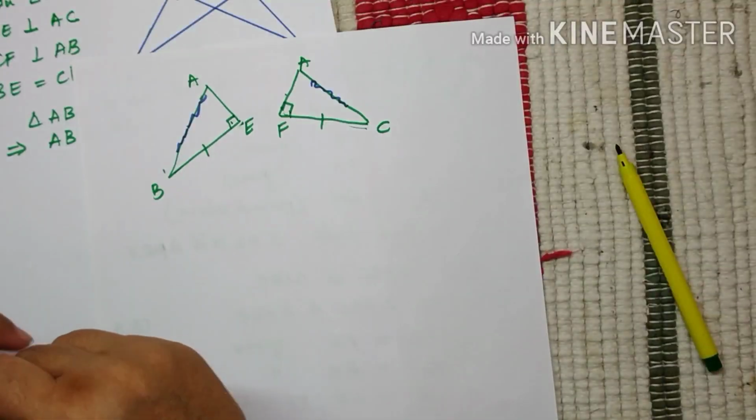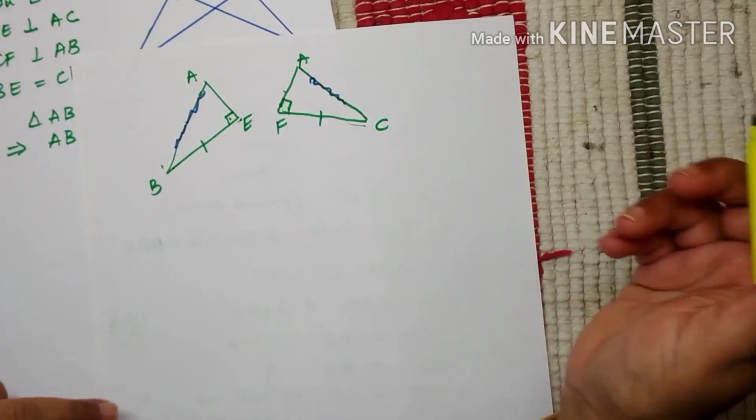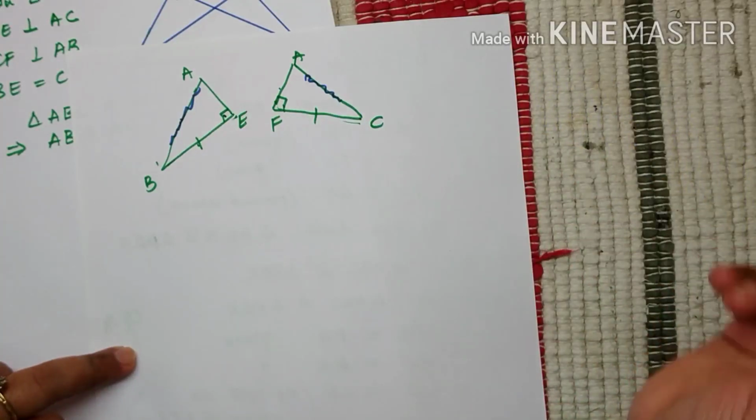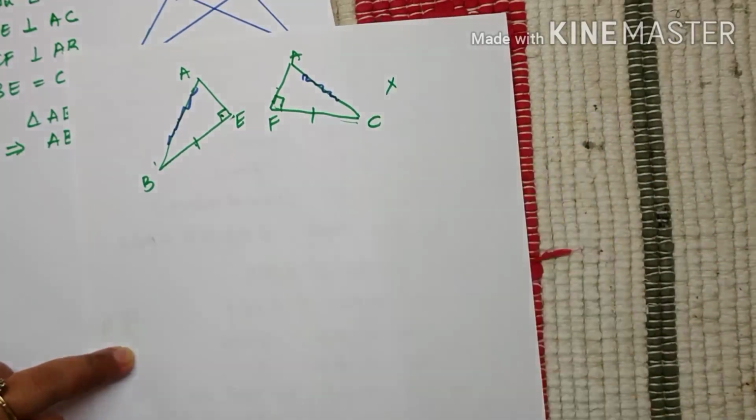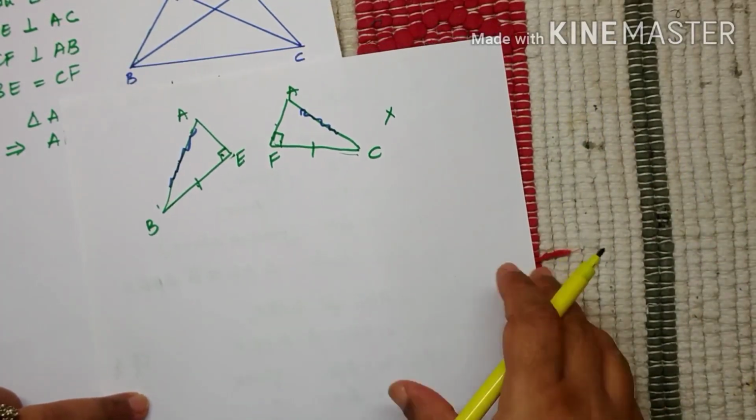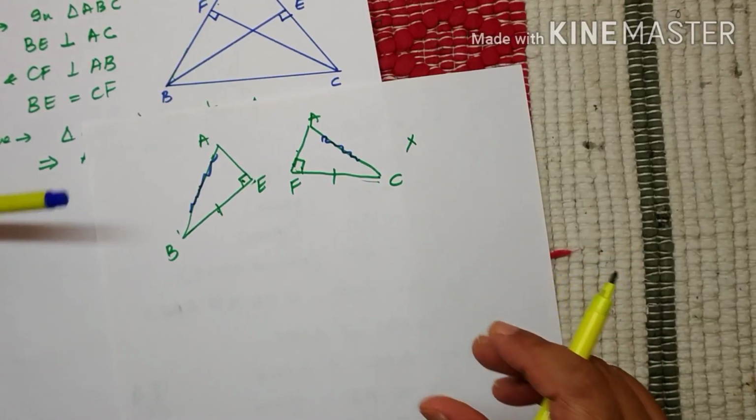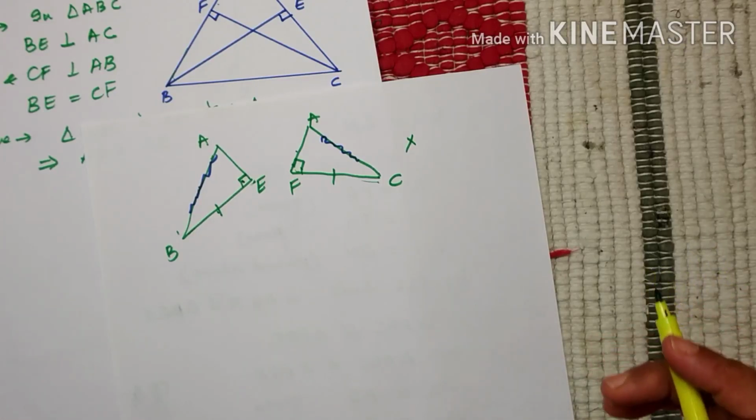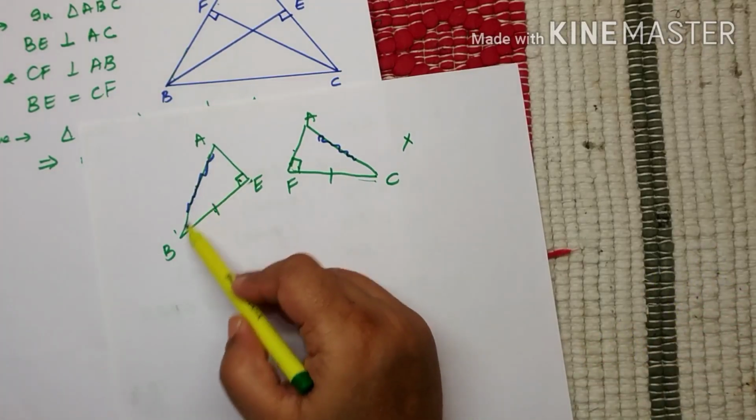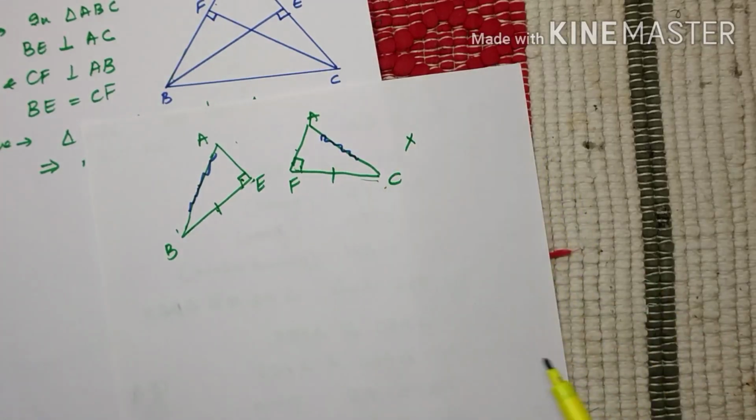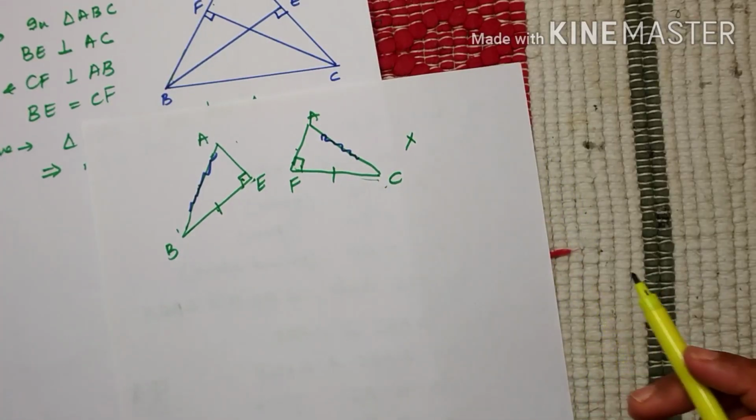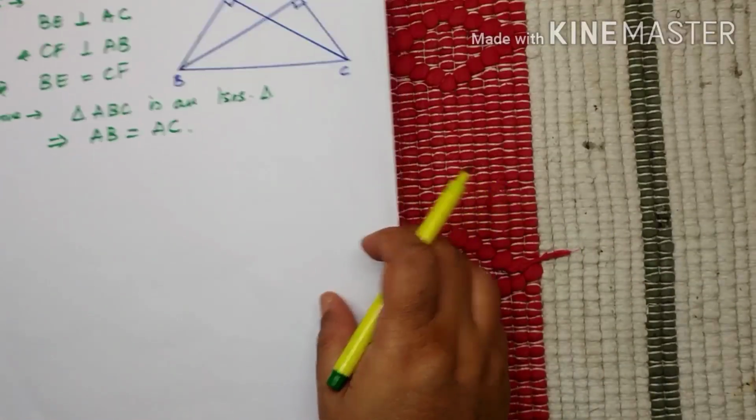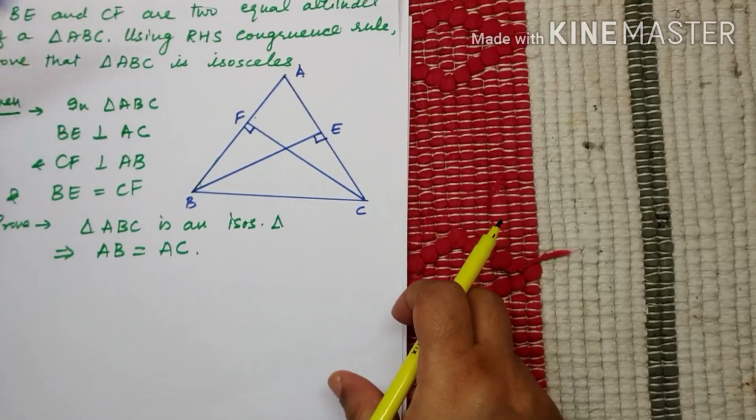So I cannot use this. RHS is ruled out. That means right angle, perpendicular and hypotenuse. The hypotenuse is what we need to prove equal. So the RHS condition doesn't fit here because in the question it is conditioned that we need to prove triangle ABC is an isosceles triangle using RHS criteria. And if I take these two triangles, the RHS criteria is not applicable. So this possibility is ruled out. So proving ABE and ACF congruent is ruled out.